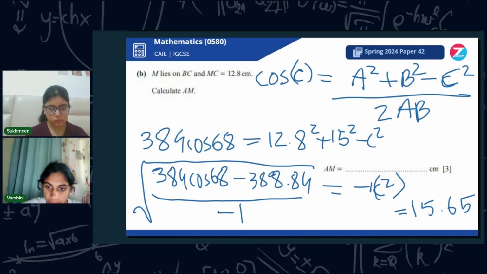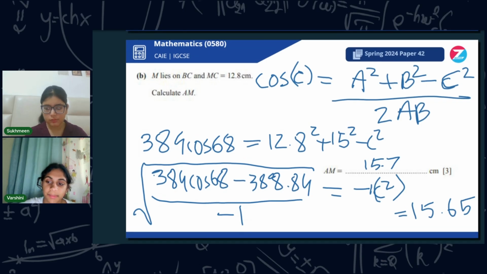So the 6 will round up and we should get 15.7. Also, it's always better that you show the actual value that you got. Like here we got 15.65, and then show that you rounded it off, because they like it sometimes, to a minimum of 4 significant figures. Then you show that you need to round it off so that they know what you're doing and where you've gotten the answer from.